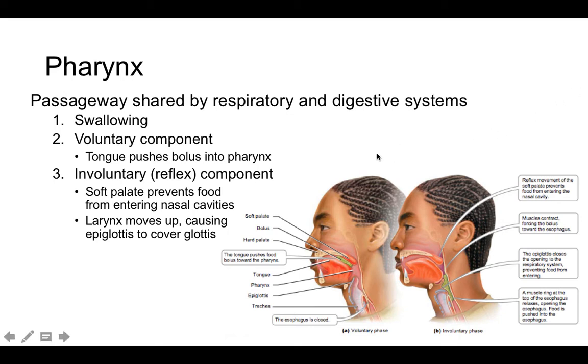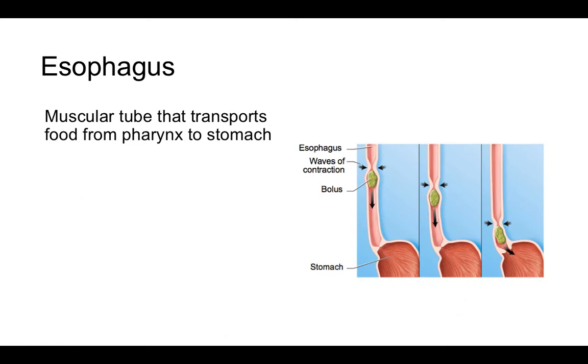So this picture down here shows you both the voluntary and the involuntary phase of swallowing. In the voluntary phase, the first thing the tongue does is it pushes the food back towards the pharynx, which is right here. And you can see the esophagus and the windpipe right here. Now, in this instance, the esophagus is closed. However, during the involuntary phase, when the bolus moves back down the pharynx, down the back of the throat, the epiglottis will cover the trachea and the bolus will move down the esophagus, which actually brings us to the esophagus.